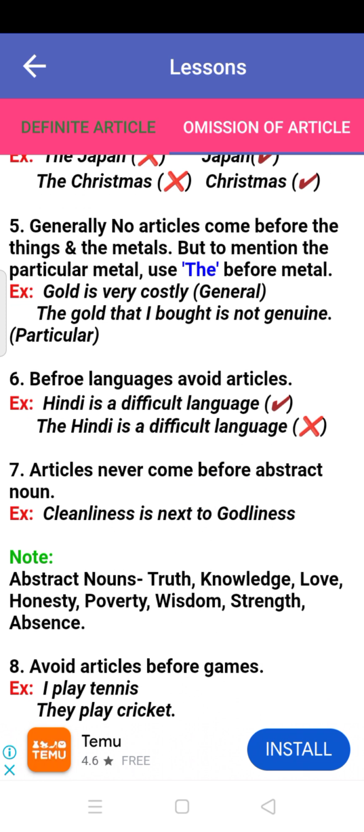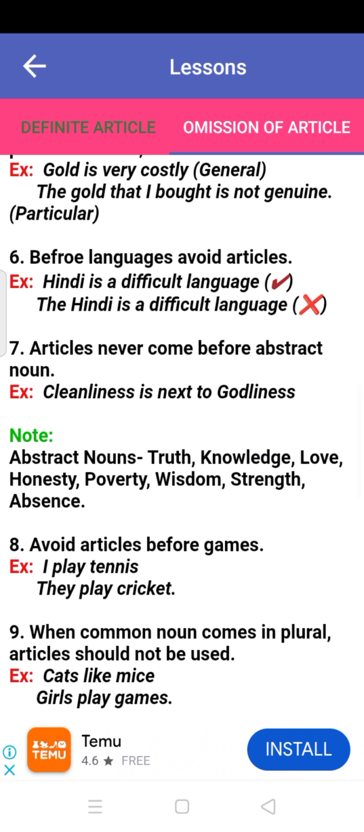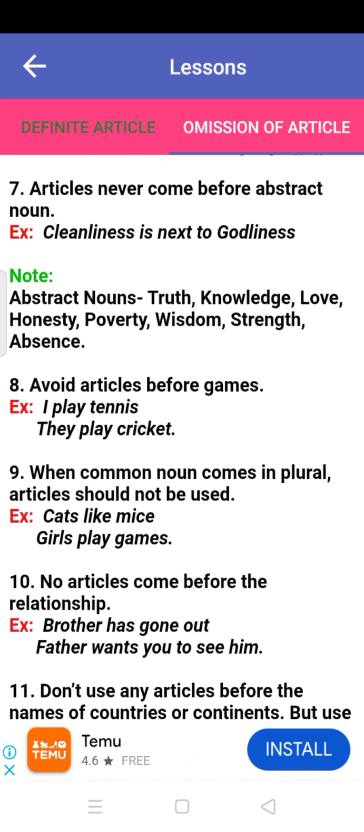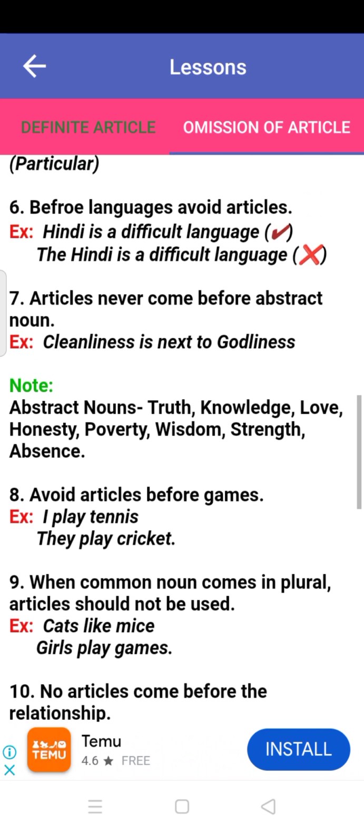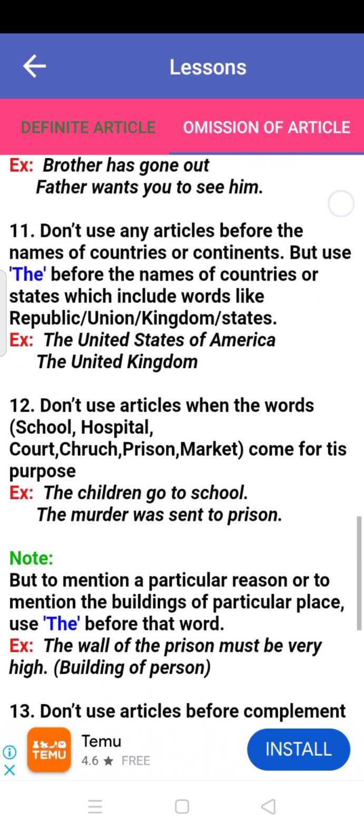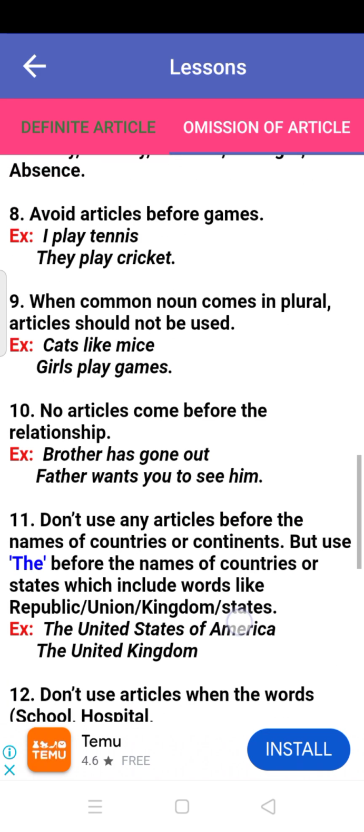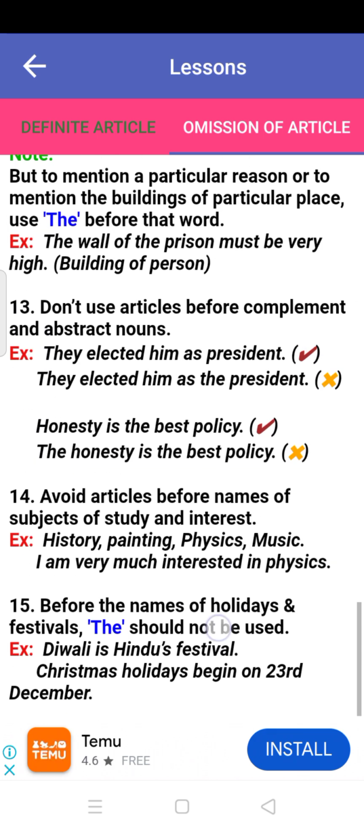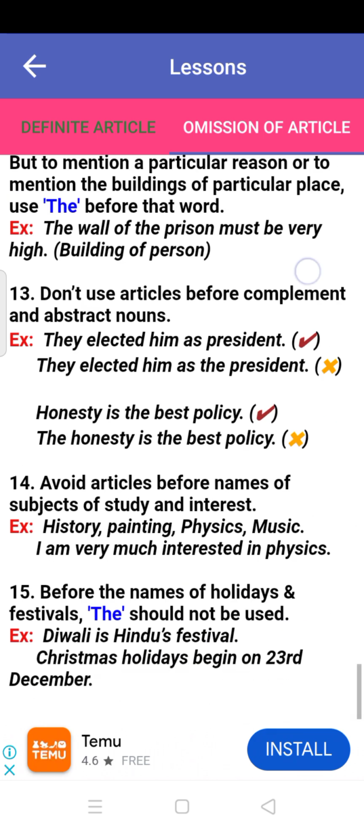So the sixth one is, here, follow those examples. Here's a note. Abstract nouns: truth, knowledge, love, honesty, poverty, wisdom, strength, absence. I think those things are not much mandatory. Therefore, without any explanation, I am skipping this. Just follow what is readable.